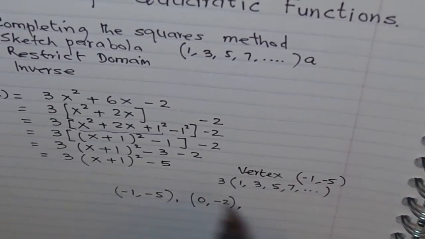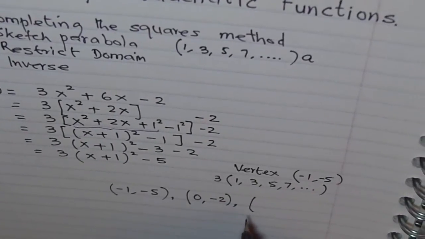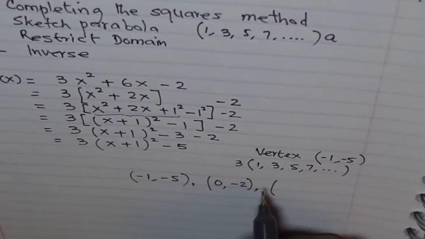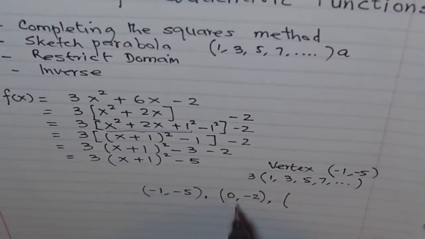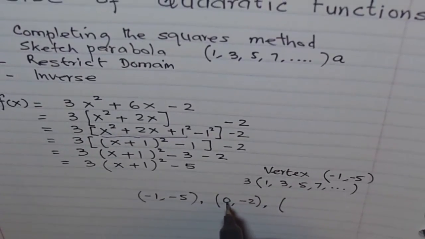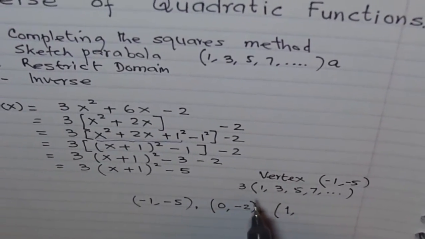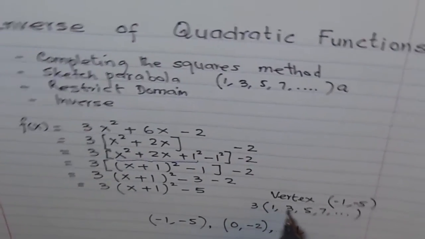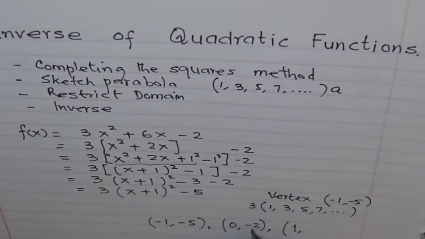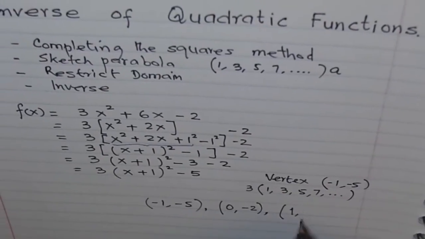Now let's move 1 more unit to the right. If we do so, plus 1 to 0 will be 1. And this time we are going to add 3 times 3, which is 9, to this. 9 minus 2 is 7.